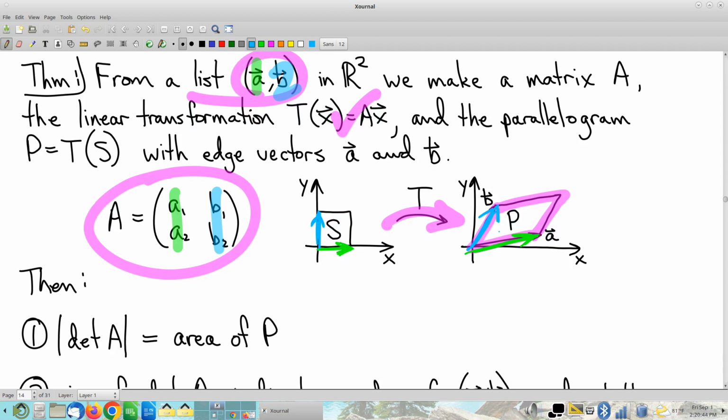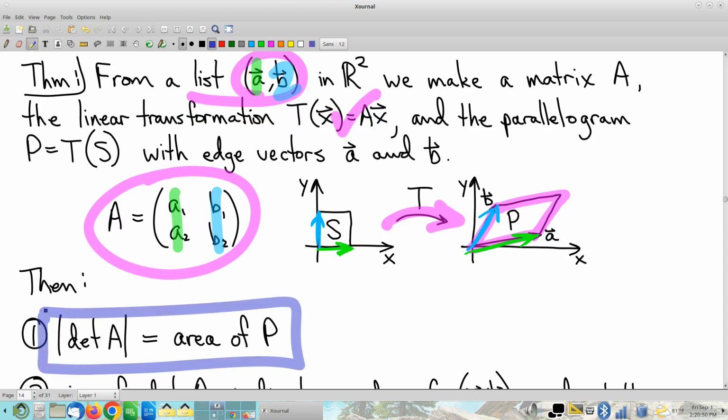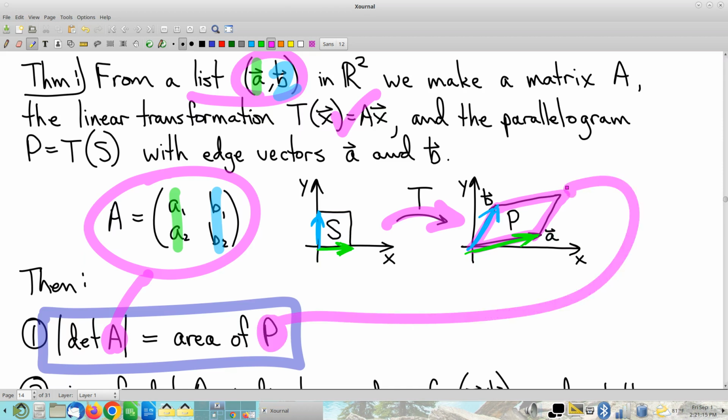This first statement right here. Let's see here. Here it is. The absolute value of the determinant gives you the area of the parallelogram. It's really weird. So now to be explicit, I guess I should use purple. The matrix that I inferred from the list and the parallelogram that I inferred from the list are related in this way. Determinant, absolute value of determinant, gives you area.